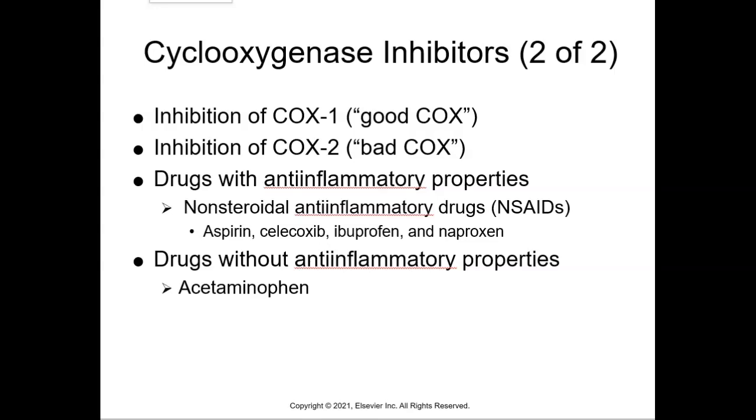Many organizations recommend against the use of aspirin for primary prevention of cardiovascular disease unless the patient has a 10-year risk greater than 10%, right? So you have to do their cardiovascular risk screening. If they have a greater than 10% cardiovascular risk over 10 years, then it may be of consideration that the benefit would outweigh the risk, okay?